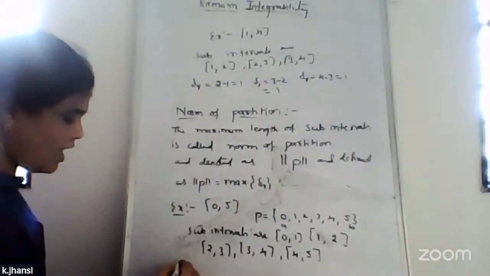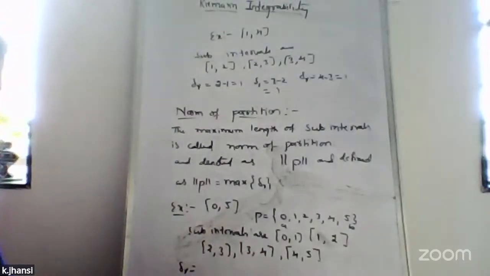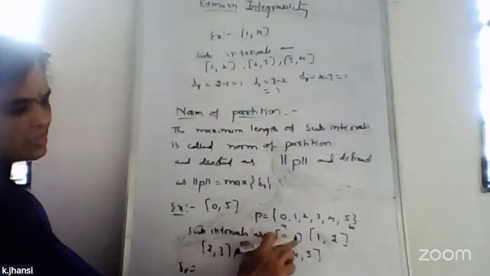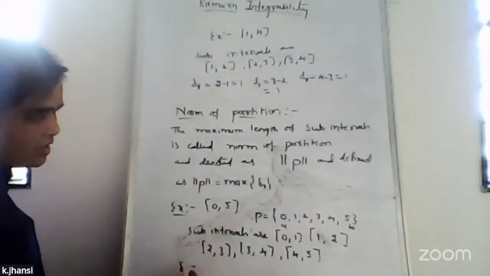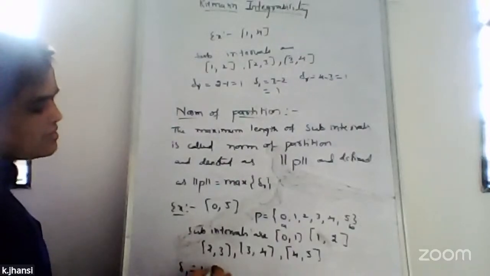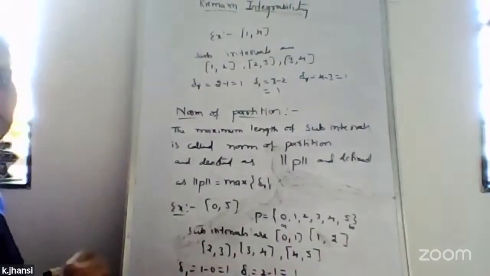So if you find the delta R, for the first one, delta 1 means 1 minus 0, you will get 1. 2 minus 1 means 1, 3 minus 2 means 1, 4 minus 3 equals 1. Like that you will get all the values. Here this is X R minus 1, this is X R. So delta 1 is 1 minus 0 equals 1. Next, delta 2 is 2 minus 1 equals 1.